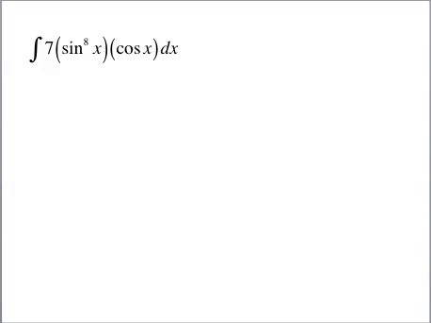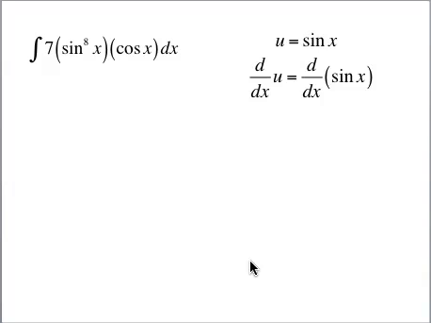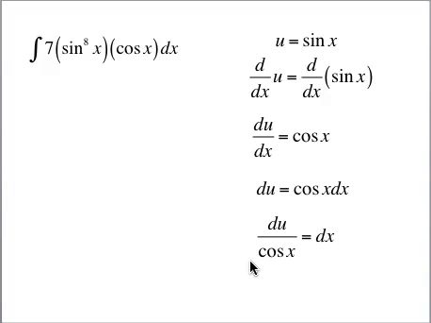Our next example is the integral of 7 times sine to the 8th of x times cos x dx. This is the complex piece. u is going to be sine x, and its derivative is right there. Cos x is right there, so a multiple of that is present, so that u substitution has a chance to work. If I let u be sine x, the derivative of u is the derivative of sine x. So du dx is cos x. Multiplying both sides by dx, du is cos x dx. And then dividing by cos x, du divided by cos x will equal dx.